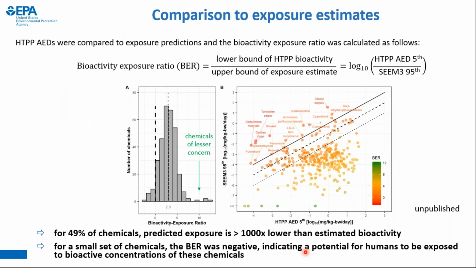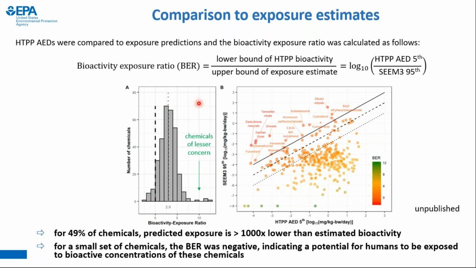So we can also compare our bioactivity thresholds with exposure estimates. And to do that, we calculate a so-called bioactivity exposure ratio, or BER, by simply dividing the lower bound of the HTPP bioactivity with the upper bound of the exposure estimate. And so this is indicated here in the histogram, again, showing the 300 chemicals. And this is the unity line.